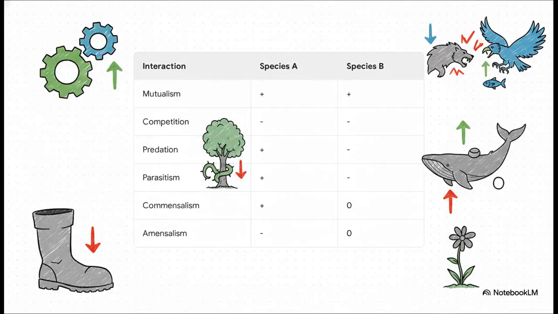And wow, this table just lays it all out so perfectly. We can classify every interaction with a simple plus for a benefit, a minus for a harm, or a 0 for no effect. So in mutualism, it's a win-win. Both get a plus. Competition is a lose-lose. Both get a minus. Now, predation and parasitism are both a win-lose, but the difference is key. Predation is quick, it's over, while parasitism is a long-term, complicated relationship. Then you get the subtle ones, commensalism, a win-0, and amensalism, a lose-0. This is literally the framework for it all.